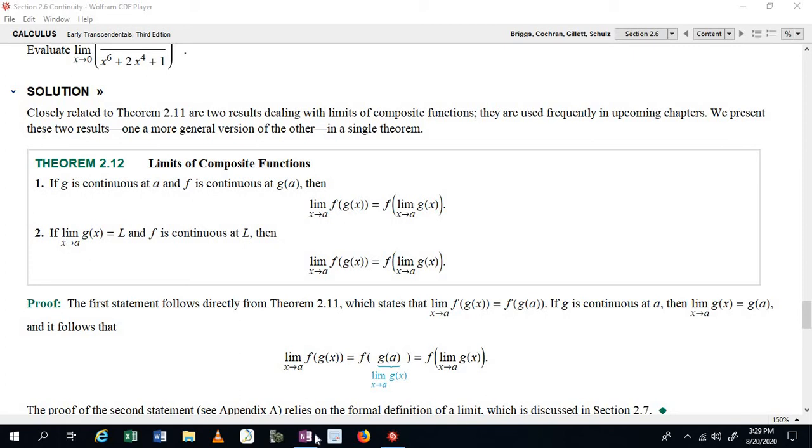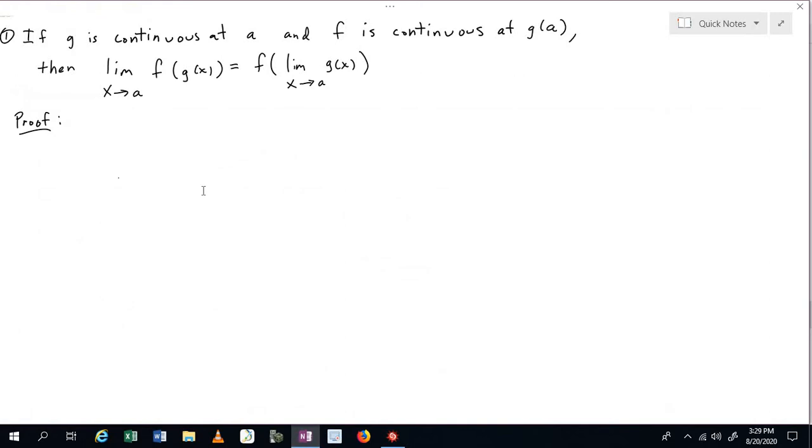Okay, so I'm going to prove this. Let's assume g is continuous at a and f is continuous at g of a, and we want to show that the limit of this composition as x approaches a is the same as f evaluated at the limit of g of x as x approaches a. So let's start with this limit, and we're going to show that it is the same as this right-hand side.